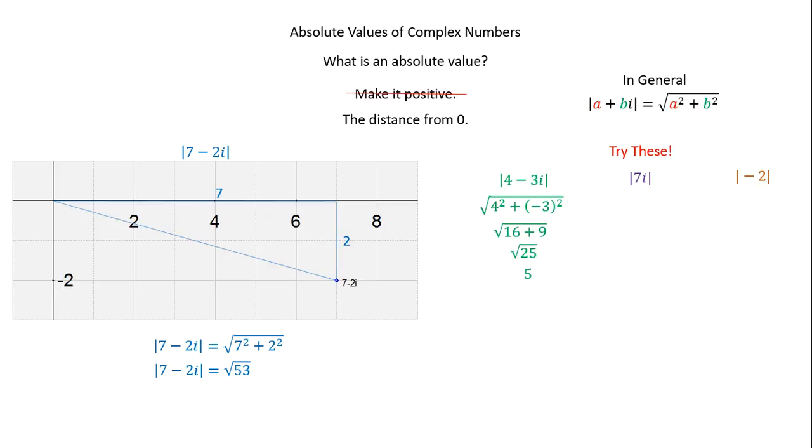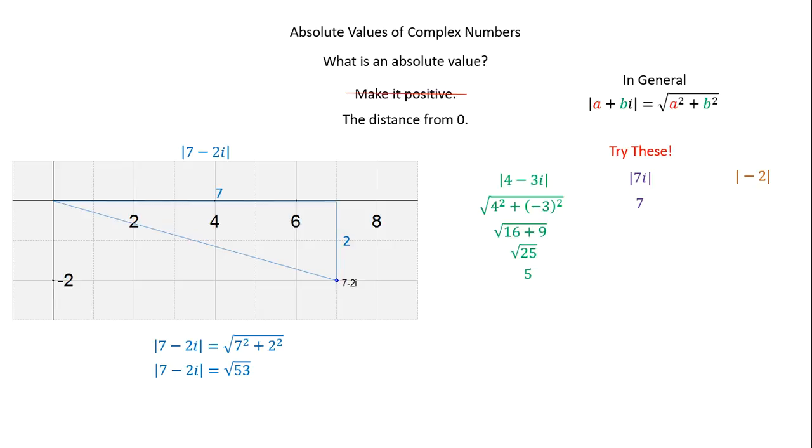And then, how about 7i? The absolute value of 7i. Well, this is going straight up 7. The distance is just a straight line. This absolute value is just going to be 7. If we plugged into the formula, we'd have 0 squared plus 7 squared. It's 49, then square root gets us right back to 7. So that's really easy. If it doesn't have a real part, just take the number and make it positive.